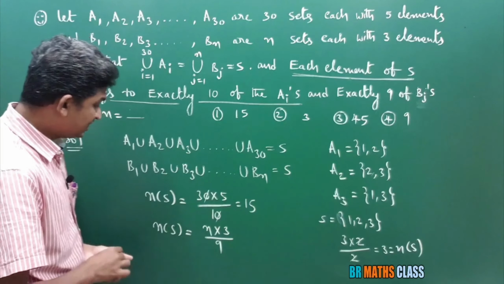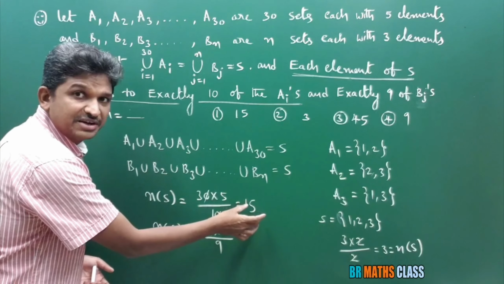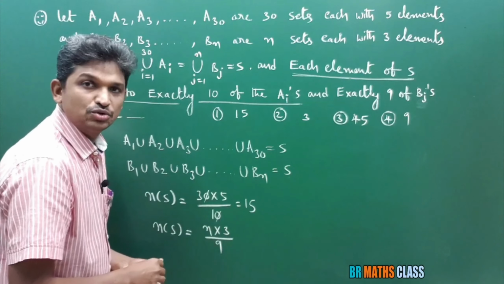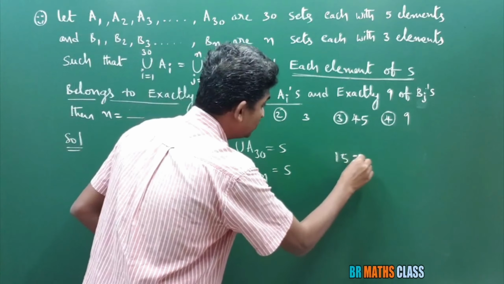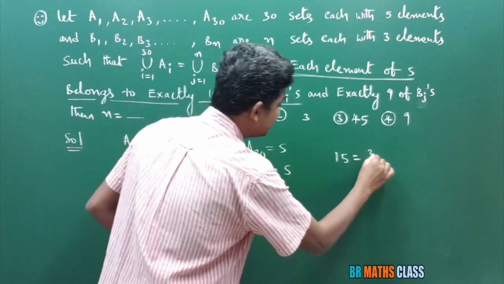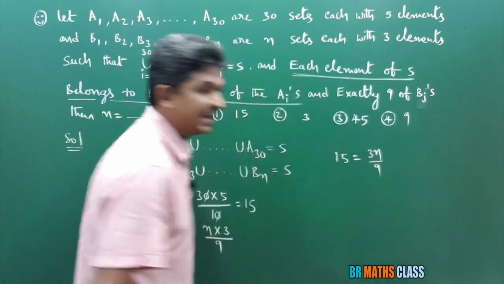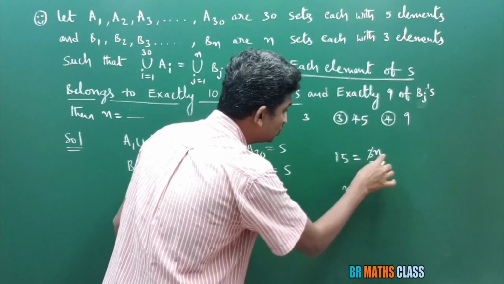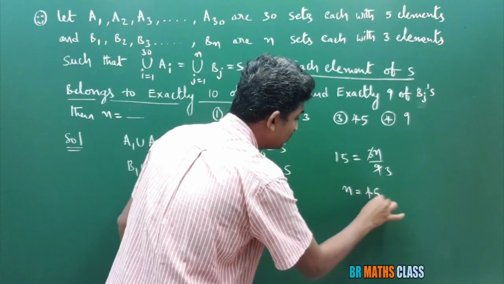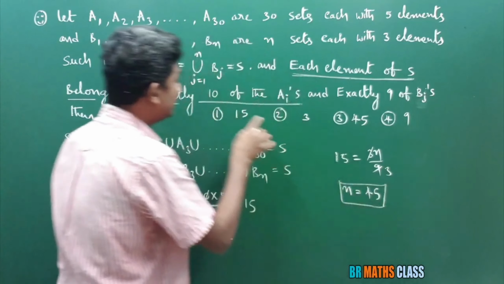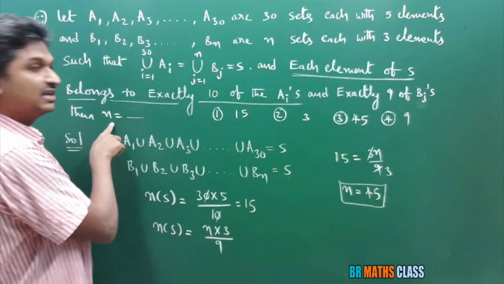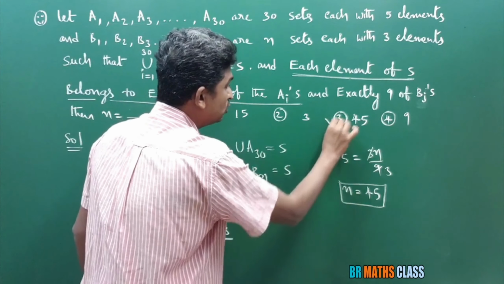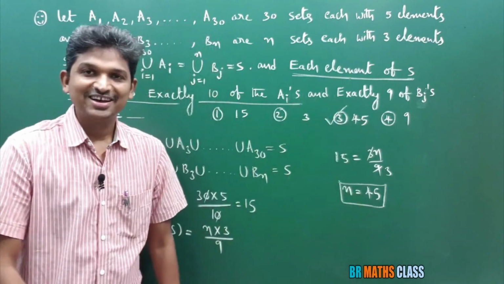Now you see here, this 15 is the number of elements in S, and this is also the number of elements in S. Equate these two and see what happens. 15 equals n into 3, that is 3n divided by 9. 3 goes into 9 three times, so n equals 15 into 3, which is 45. They are asking for the value of n in the question. You observe here 4 options are there. We got n equal to 45, so the third option is the right option.